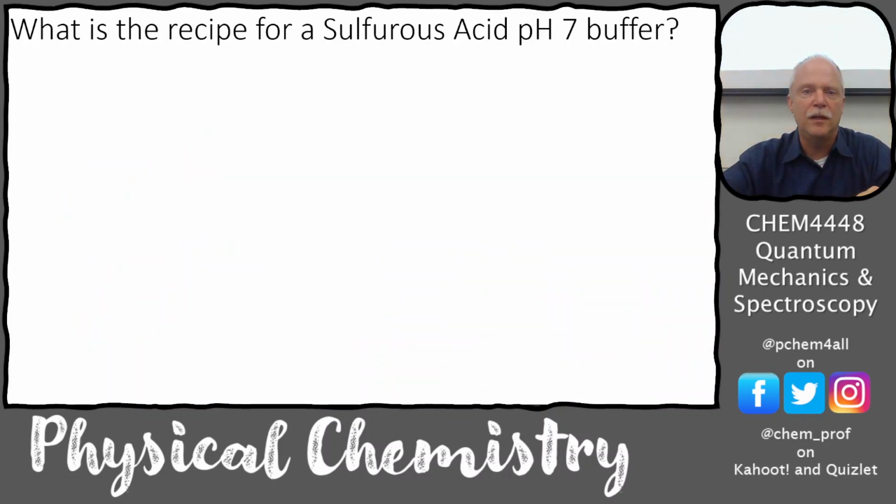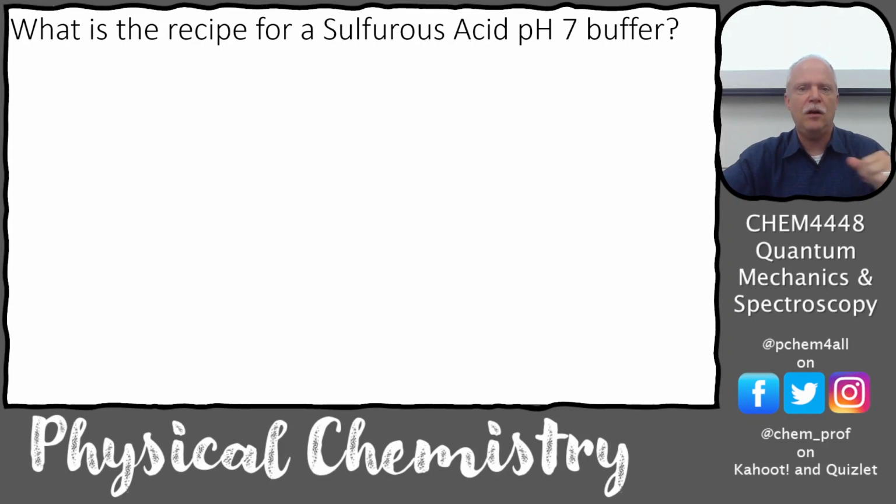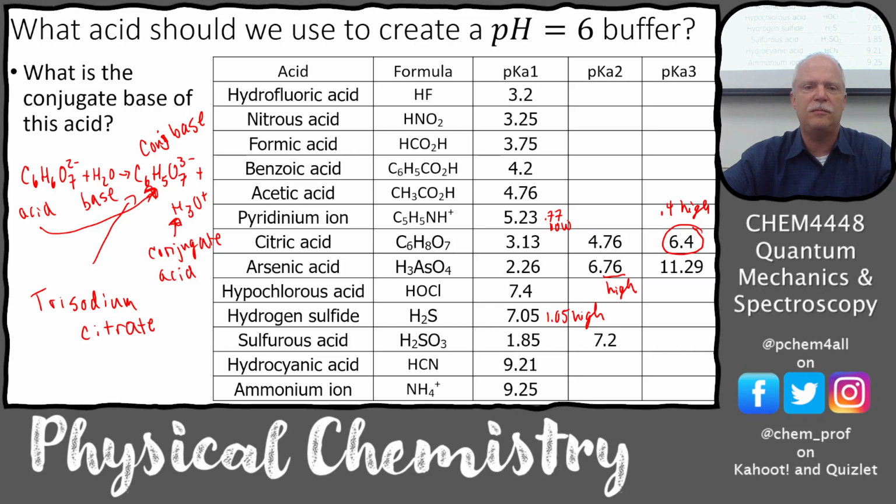Let's do another one. Okay, so let's go back to here. Let's look at this table. What if I wanted a pH 7 buffer? Lots of options. pH 7. I hear some, but I can't quite hear what you're saying. Hypochlorous acid. Okay, here's one. Hypochlorous acid. That's good. It's 0.4 high. What else?